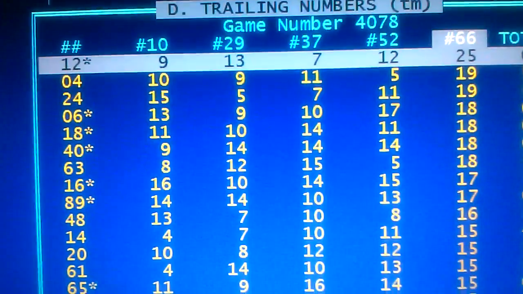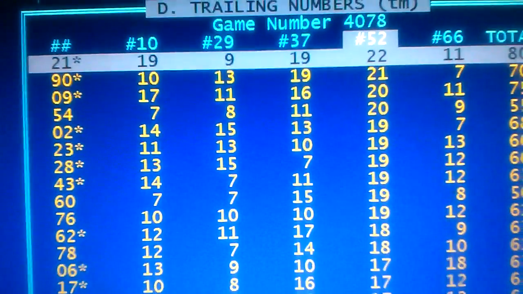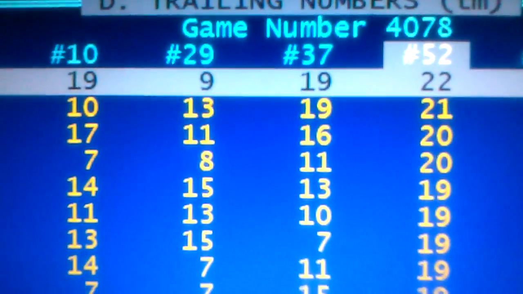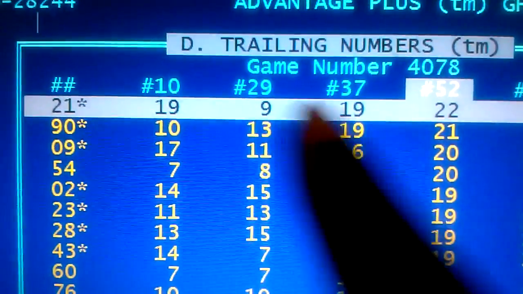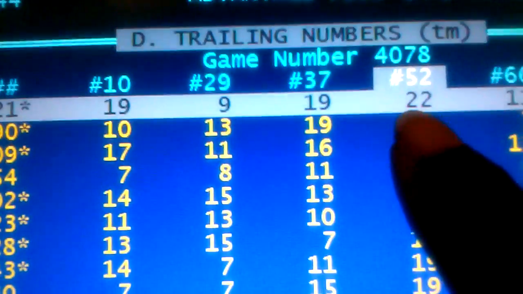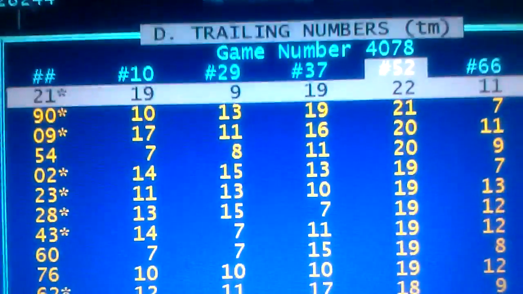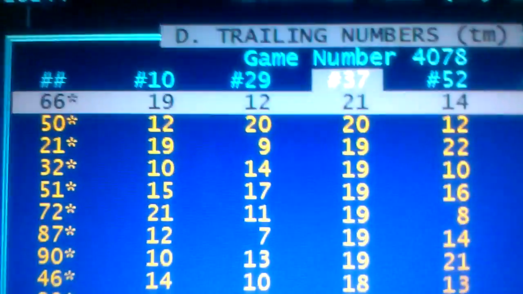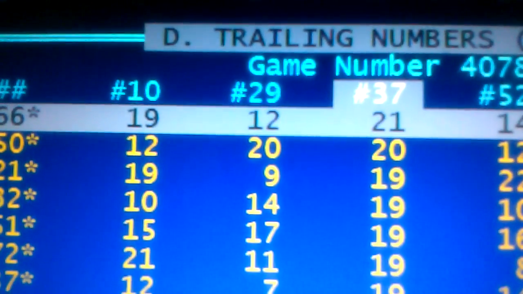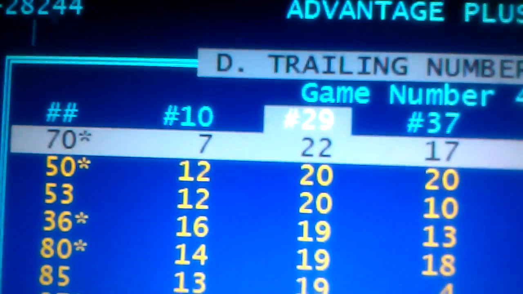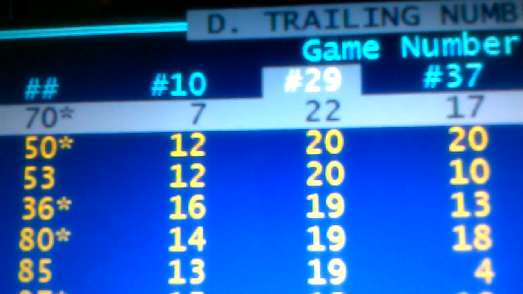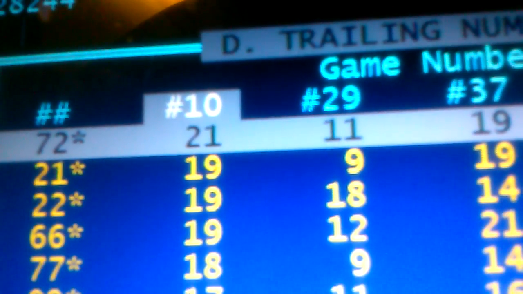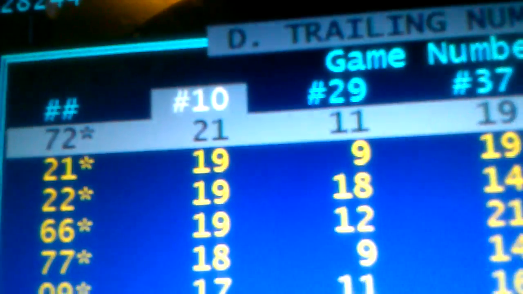Now you can do it for each individual number. See how 52 is the number that was drawn, but you see how 21 has shown up 22 times after lottery number 52 showed up in a drawing. So once again, it's very versatile. See how it changes? 66 has trailed 37 times. Number 70 has trailed lottery number 29 22 times, and lottery number 72 has trailed the lottery number 10 21 times after 10 was the winning number. So, like I said, this software is extremely versatile.